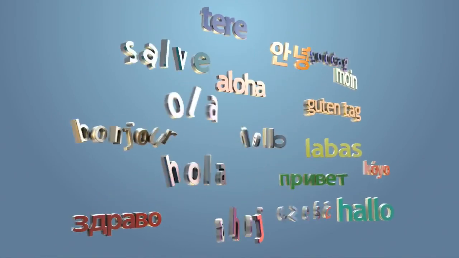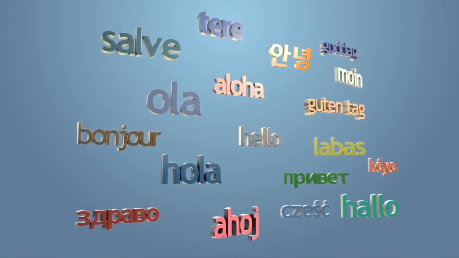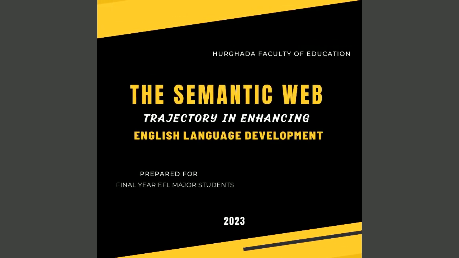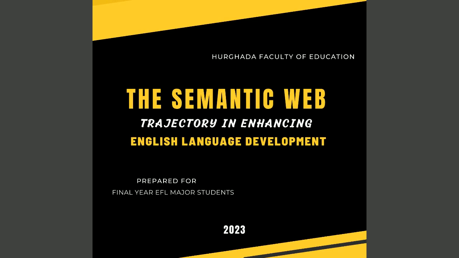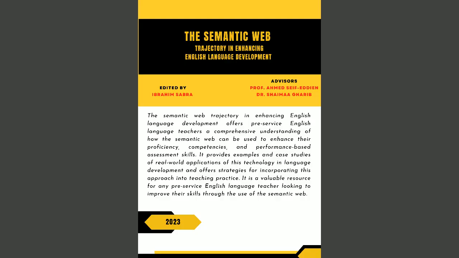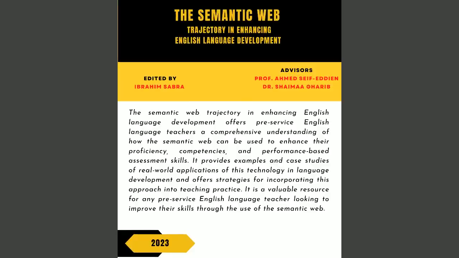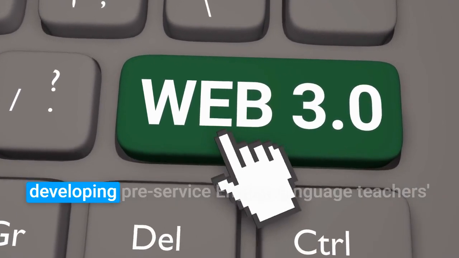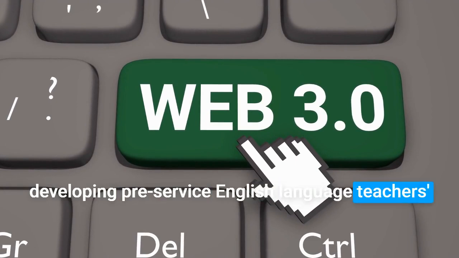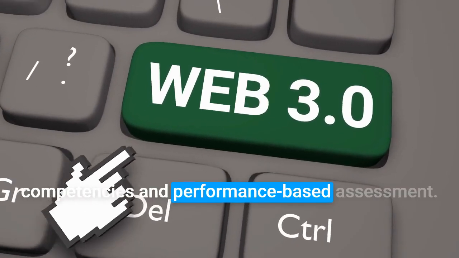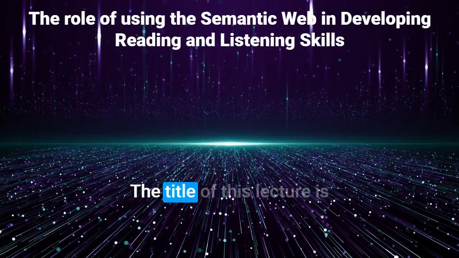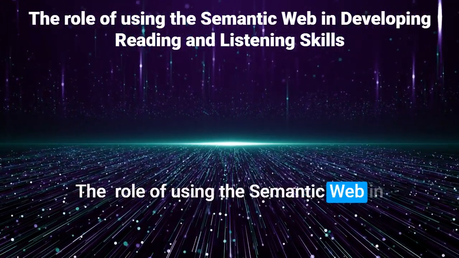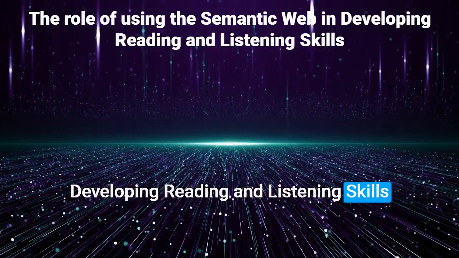Welcome to the fourth lecture of our series of the book, which is entitled The Semantic Web Trajectory in Enhancing English Language Development. This book is prepared to focus on using Web 3.0 for developing pre-service English language teachers' competencies and performance-based assessment. The title of this lecture is The Role of Using the Semantic Web in Developing Reading and Listening Skills.